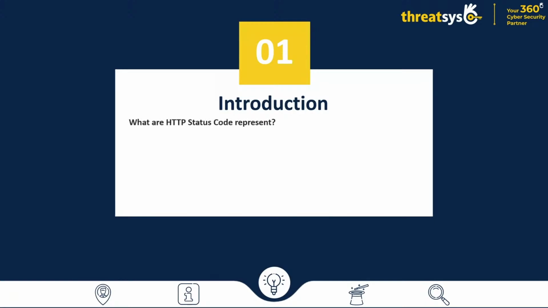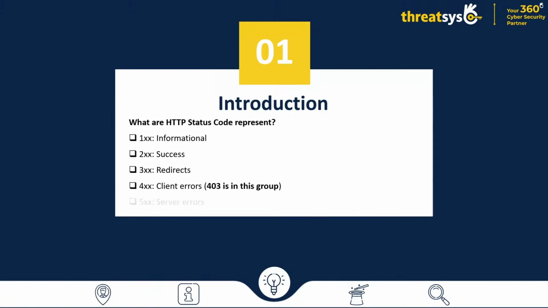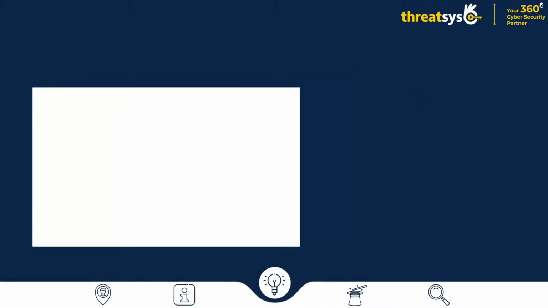So, introduction. What do HTTP status codes represent? As you all might know, these are the fundamental status codes. Every request, every response contains an HTTP status code that represents different things. The ones starting with one are informational, the two are success, the ones starting with three are redirects, the ones starting with four are client errors, and the 403 which we are talking about today is under this category. The ones starting with five are server-side errors.